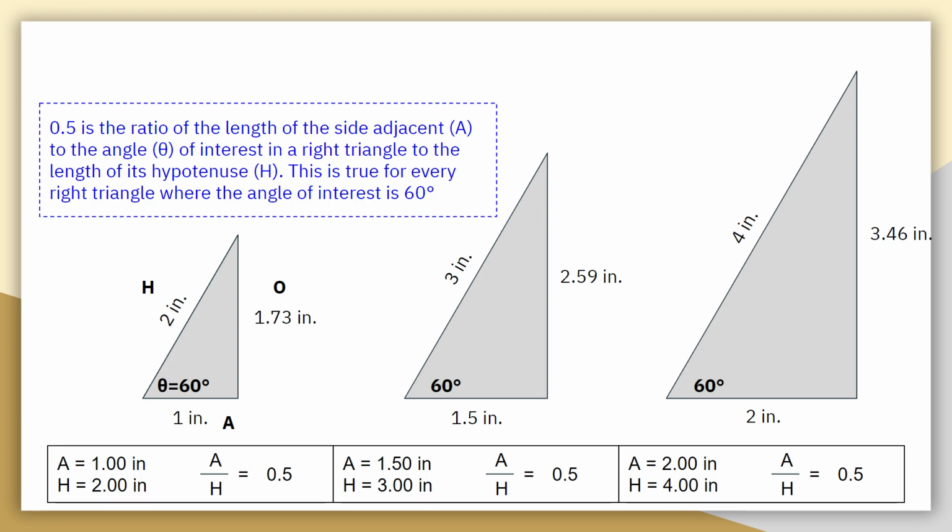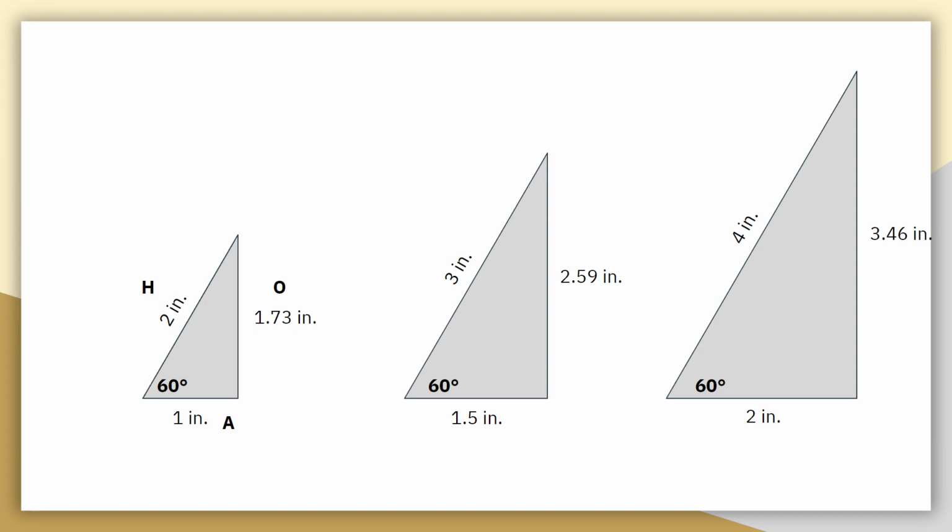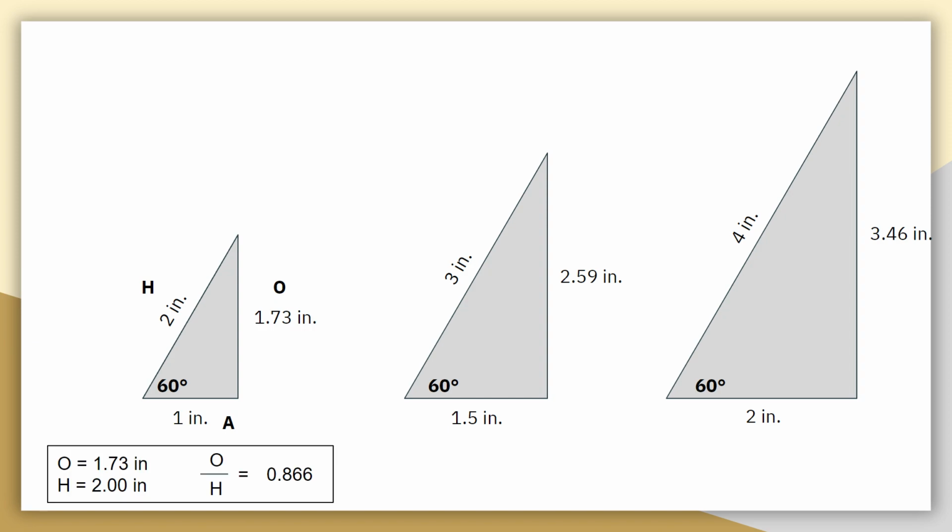Now that is a very wordy way of talking about that relationship. That's why they did a mathematical shorthand called cosine. They said that the cosine function calculated the ratio of the length of the side adjacent to the angle of interest in a right triangle to the length of the hypotenuse. So every time they did a cosine of 60 degrees, they said that that value would be equal to 0.5. Likewise, if we were investigating other sides and other ratios in that same triangle, we would see different ratios.